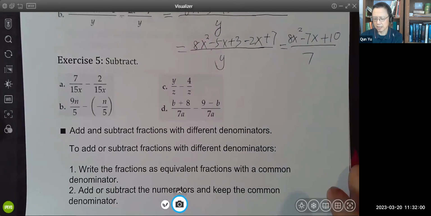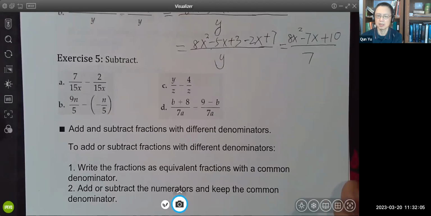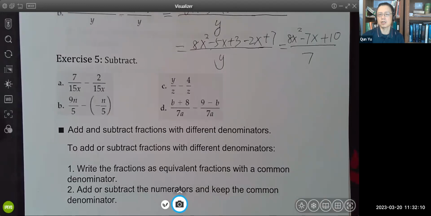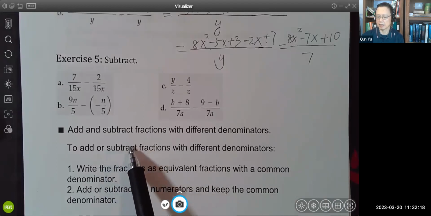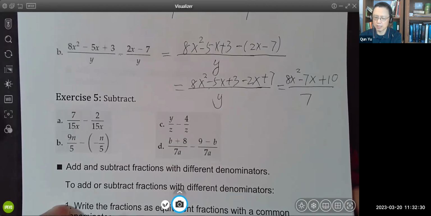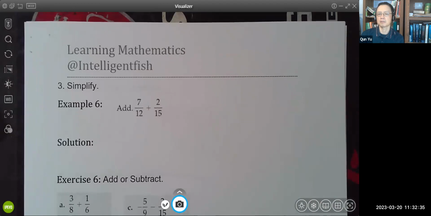Now let's look at addition and subtraction with different denominators. So the basic strategy is that since we know how to add or subtract fractions with the same denominator, we want to convert this fraction addition and subtraction problem with different denominators into ones that have the same denominator, so that we can still do the same thing by adding and subtracting numerators, right? That's a good strategy. So let's look at our first example here.